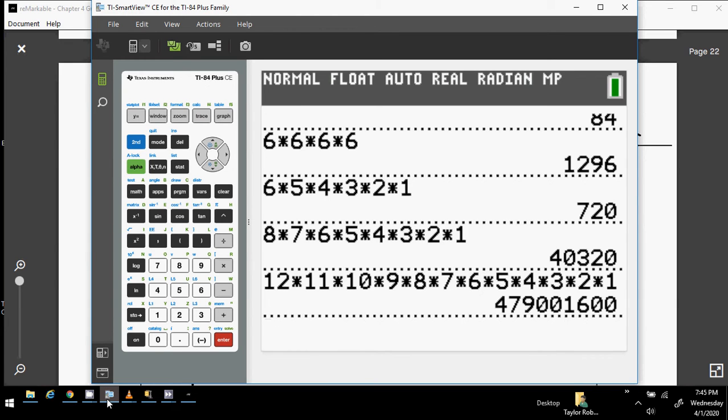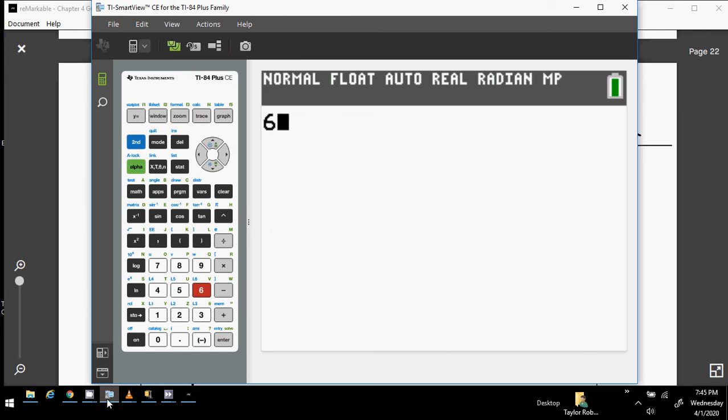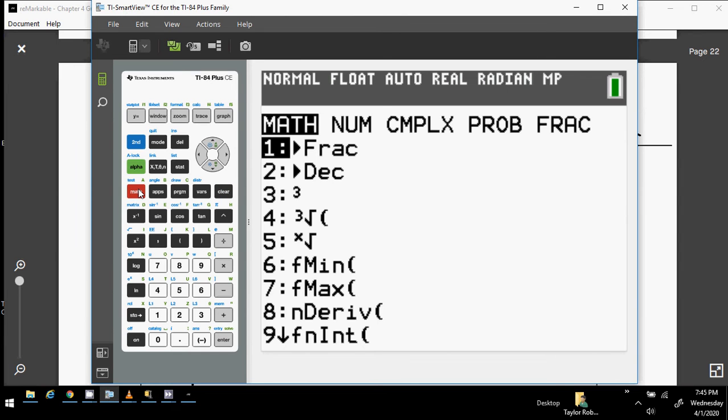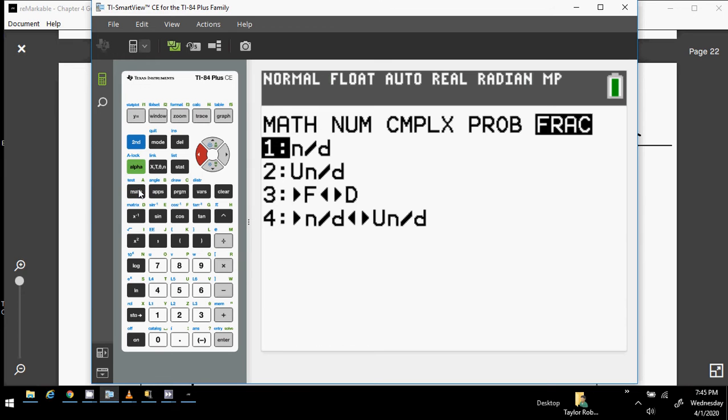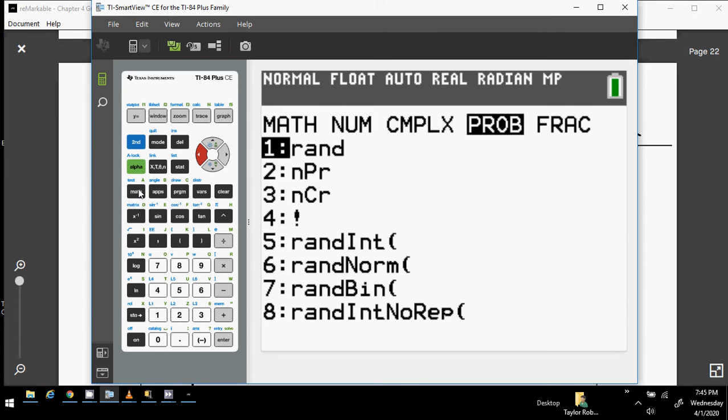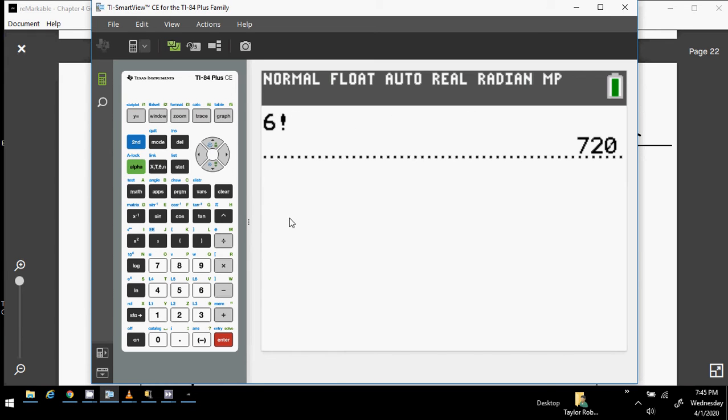Okay, so you're thinking to yourself, well, what if we have 24 or 25 and we had to go all the way down to 1? Well, that would be super aggravating. There is actually a way that we can get that exclamation point on our calculators. So if we type in 6 and then we press the math button and then we go to the left twice, it's the probability section, and there, number 4 is the one we press. So math, left, left, and that would be what you need to do.